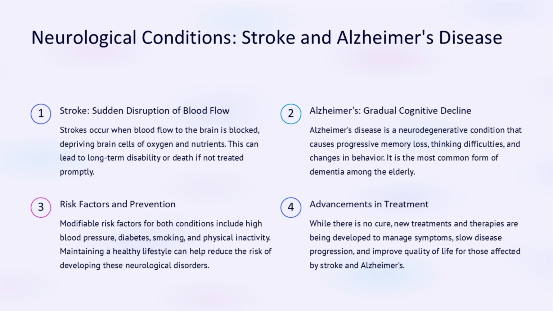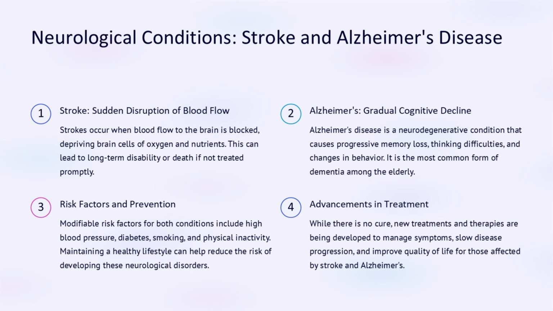Strokes are a sudden disruption of blood flow to the brain, depriving brain cells of oxygen and nutrients. This can lead to long-term disability or even death if not treated promptly. Alzheimer's disease is a neurodegenerative condition that causes progressive memory loss, thinking difficulties, and changes in behavior. It is the most common form of dementia among the elderly.